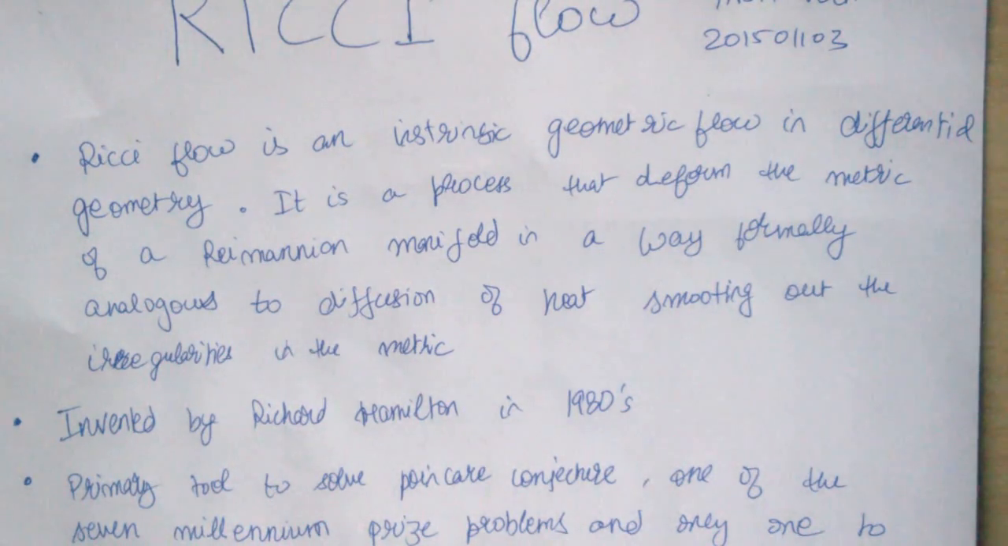Hello, I am Yash, and I will tell you about the concept of Ricci flow. Ricci flow is an intrinsic geometric flow in differential geometry. It is a process that deforms the metric of a Riemannian manifold in a way formally analogous to the diffusion of heat, smoothing out irregularities in the metric. The Ricci flow was invented by Richard Hamilton in the 1980s, and it was the primary tool to prove the Poincaré conjecture, which is one of the 7 millennium prize problems, and the Poincaré conjecture is the only one to be solved till date.